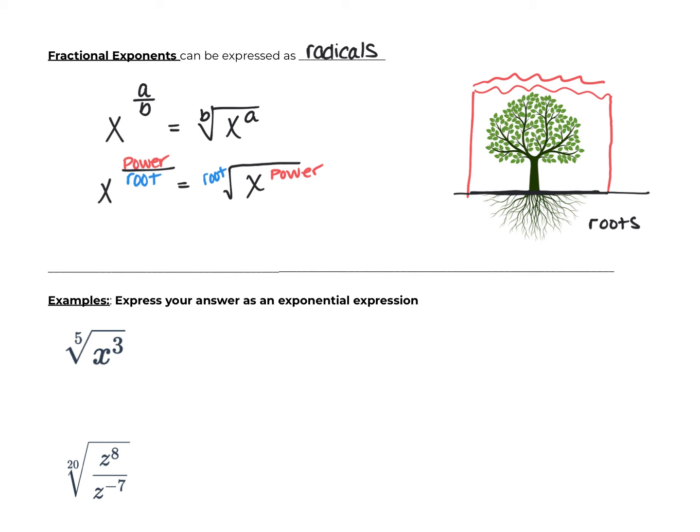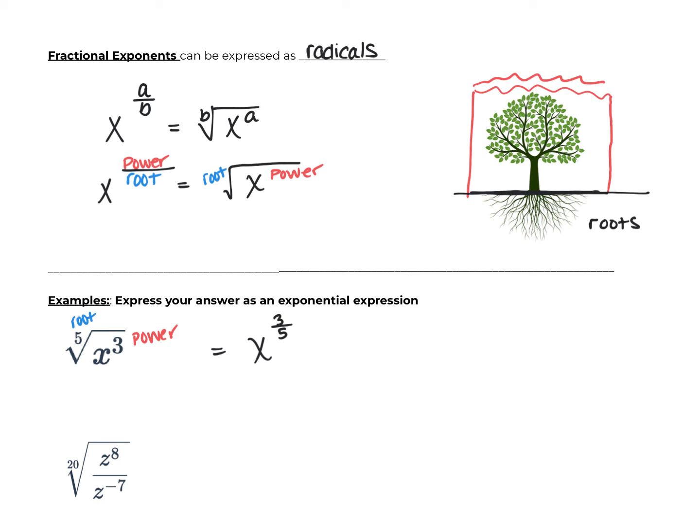So let's use that to answer the first question. First question says, express your answer as an exponential expression. So if this is my root, the 5, and the 3 is my power, this is simply going to be x to the power, which is 3, over root, which is 5.